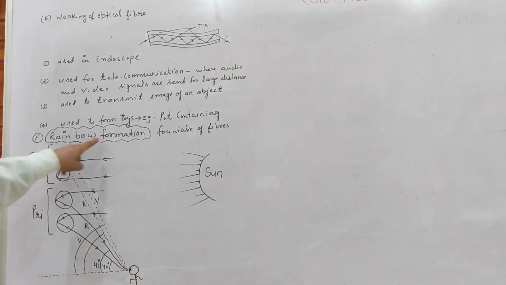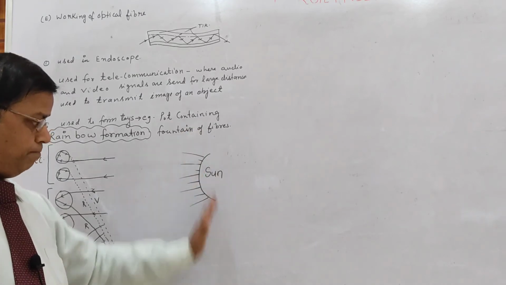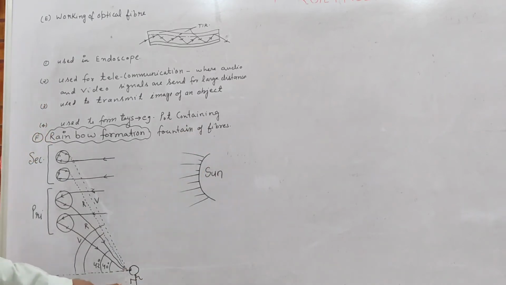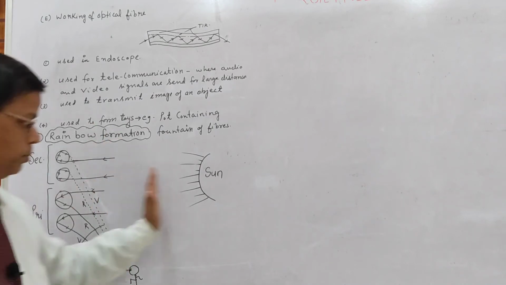Next use is rainbow formation. There is total internal reflection, or internal reflection, you can say. First, who can see a rainbow? Suppose this is an observer. If he is looking on this side and the sun is in his back, then he can see a rainbow. So the sun should be at the back of the observer. This is the front of the observer and this is the back of the observer.